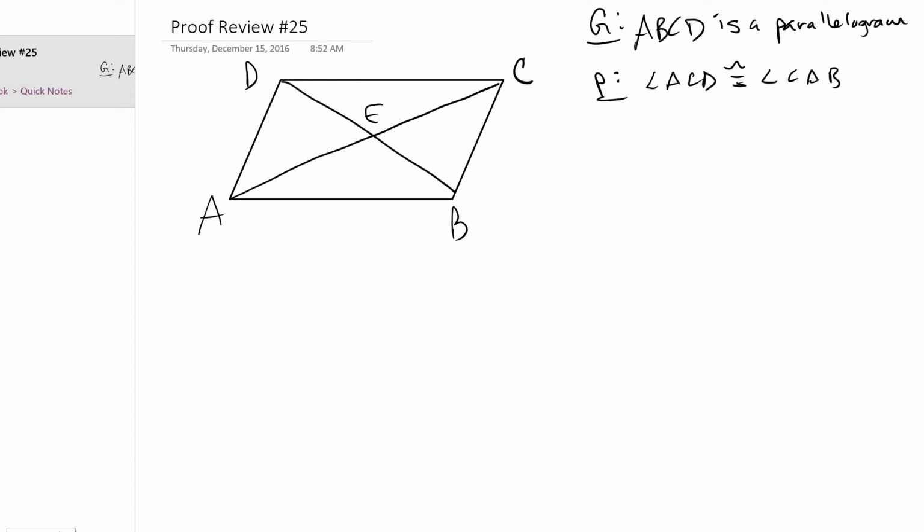So here's the proof I told you I'd post for you. So here is the parallelogram ABCD. The two diagonals intersect each other at point E. It tells us that this is a parallelogram, and it asks us to prove two angles are congruent.